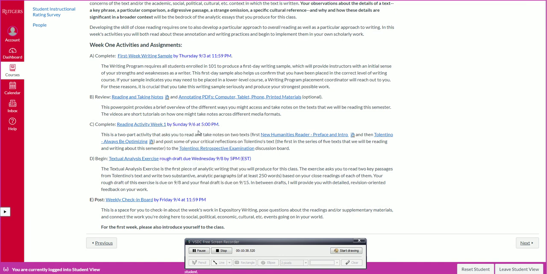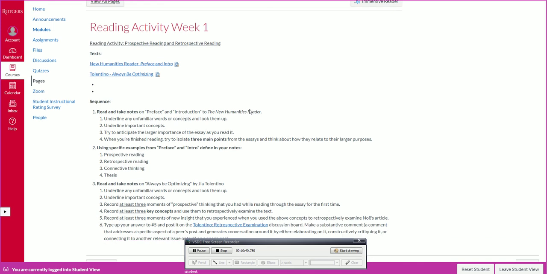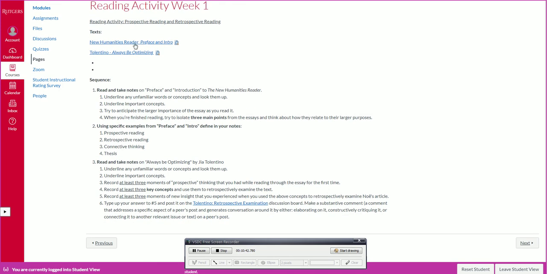All right, so you have the two readings, right? These are the two readings. You read those and then do what it asks you to do here, right? So just take notes and respond to these questions here. Okay, and when you read Tolentino, go and post your answer to question 5 in the discussion board, which you can reach by clicking here. Okay.